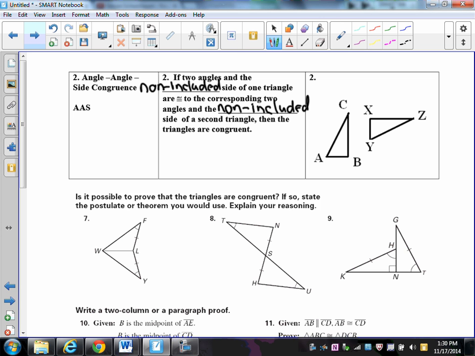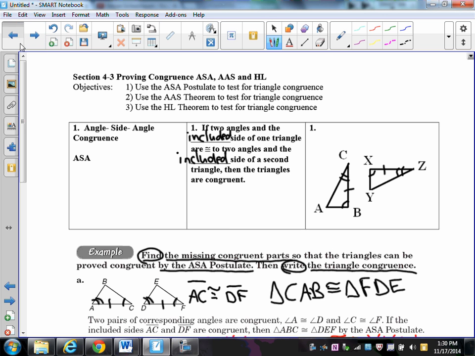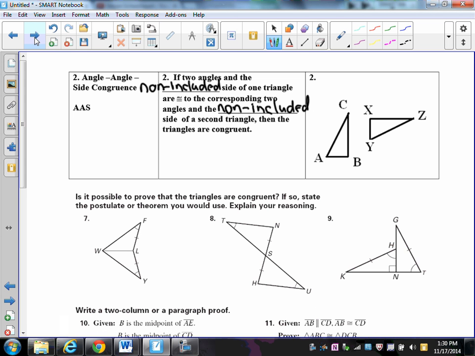So again, we have two angles. So with our last example, we had B congruent to X and C congruent to Z. So let's do that same thing. This time we want the non-included side. So there's a couple different possibilities. One possibility is to say AC is congruent to YZ. That would be enough information to show that the triangles are congruent.